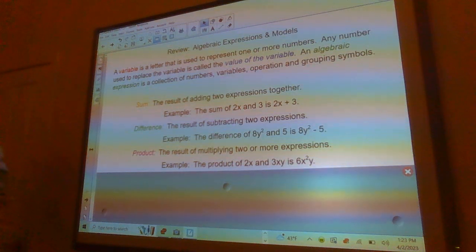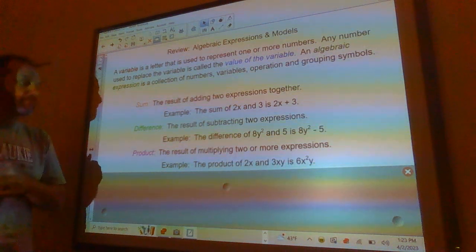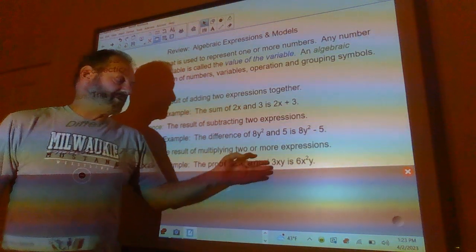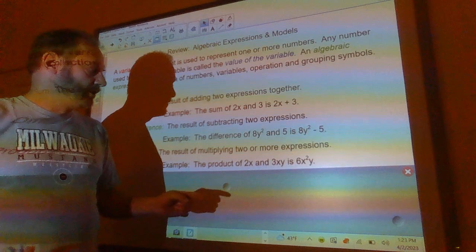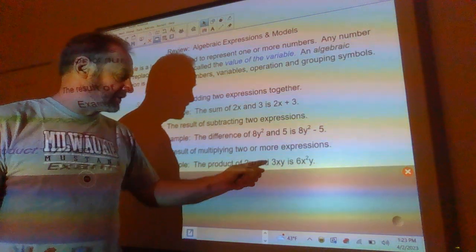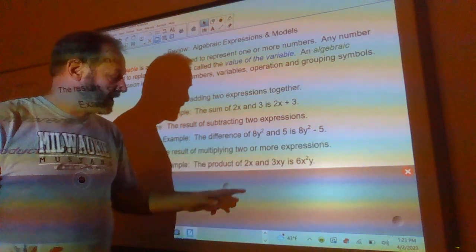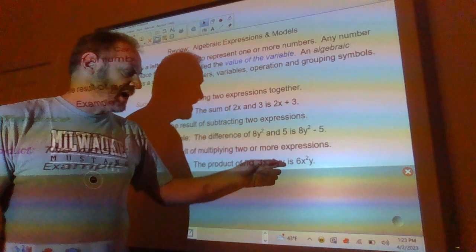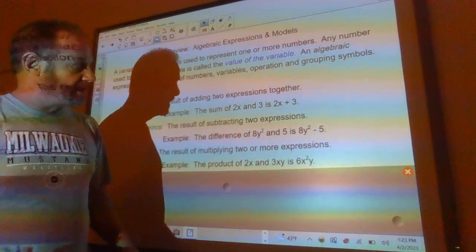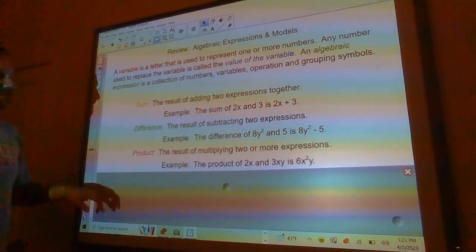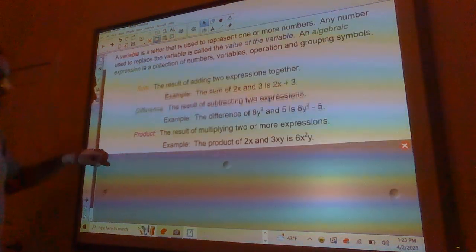Product. Remember, the product is the result of multiplying two or more expressions. So the product of 2x and 3xy would be 6x squared y. So I can multiply the numbers, 2 times 3. I can multiply the x's, x times x is x squared. Y doesn't have anything, so it just gets tacked on the end there. This is all multiplication, okay? So I just have to leave it like that. That's as finished as I can get it.